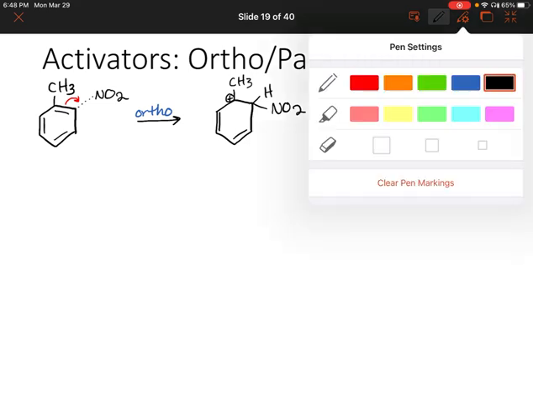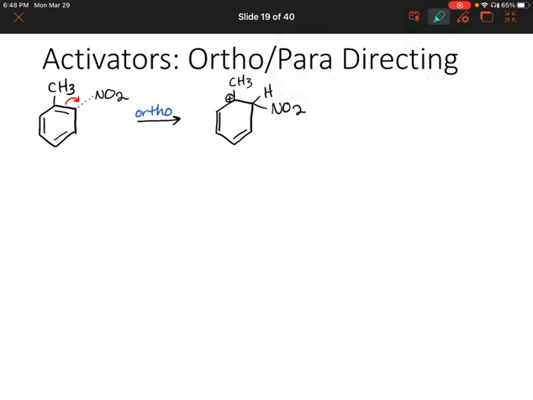Now this is a very stable carbocation because that methyl group is electron donating. So it is donating some electron density to that positive charge, which again creates a more stable carbocation through hyperconjugation. So let's just make a little note. The CH3 group stabilizes the positive charge.